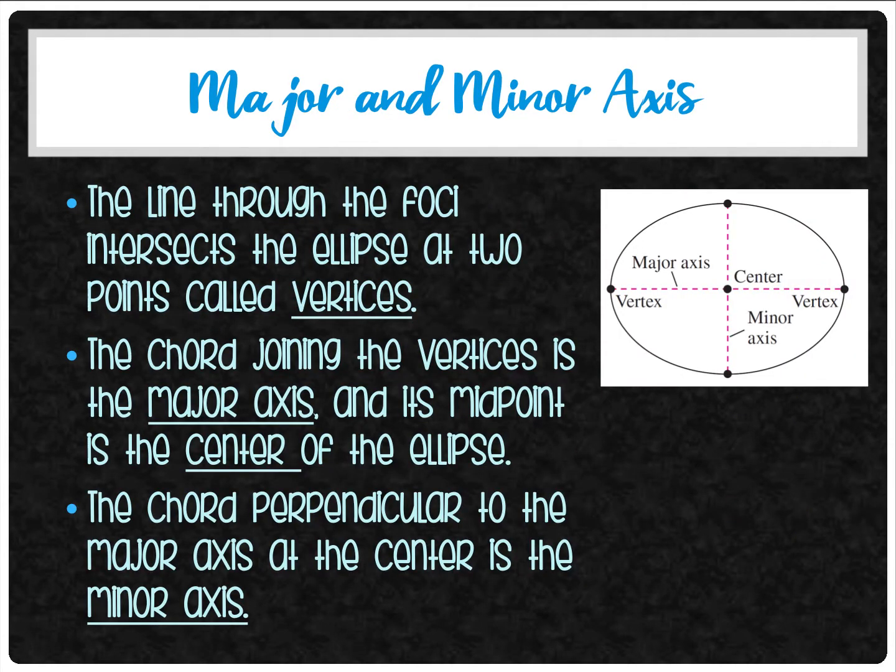So again, just more definitions, explaining things. The line through the foci intersects the ellipse at 2 points called the vertices. The chord joining the vertices is the major axis, and its midpoint is the center of the ellipse. So this is our major axis. The longer one is major, the shorter one is minor. And the chord perpendicular to the major axis at the center is the minor axis.